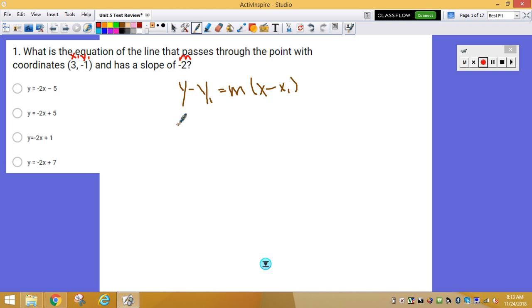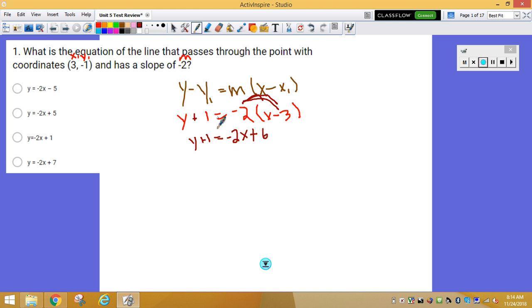So let's plug stuff in. y minus y1, I labeled as -1. m is -2. x minus x1 is 3. Remember, if you ever have minus negative right here, we change that to plus. So this is going to turn to +1. Next step is to distribute. So I'm going to bring down y plus 1. -2 times x is -2x. -2 times a -3 is a +6.